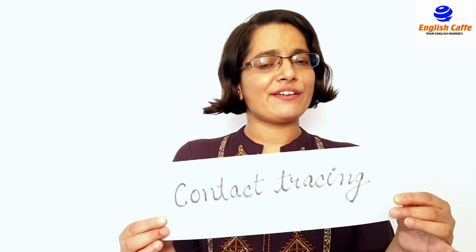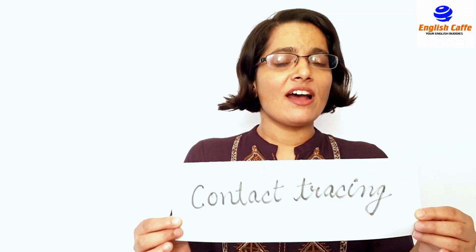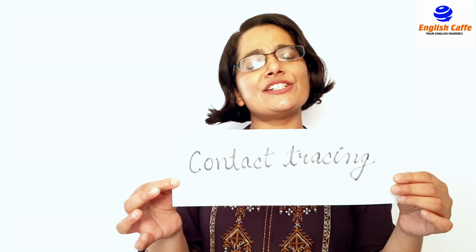Next one is contact tracing. Contact tracing is very, very important when it comes to contagious diseases, pandemics like COVID-19. Contact tracing means tracing each individual that an infected person has come in contact with. That's what contact tracing is. Our government and many other governments of many nations rely on contact tracing to stop the spread of COVID-19. So that was contact tracing.